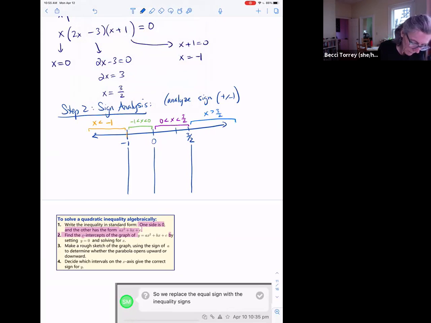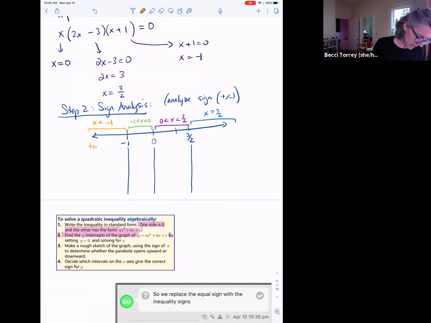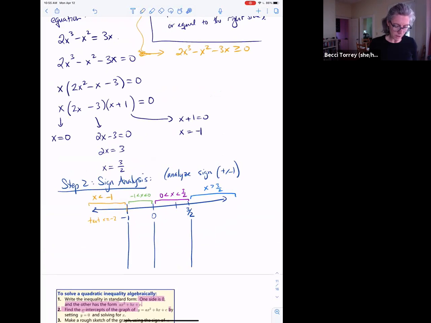And what we want to do is test one x value in each of those regions. So over here in the first region, I can test something like x equals minus 2. And if when I plug in minus 2, I get a positive number, then that means any value that's less than minus 1 is also going to give me a positive number. If I get a negative number, any value that's less than minus 1 will also be negative.